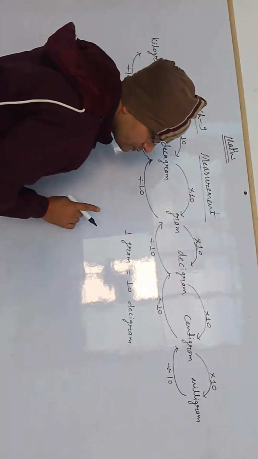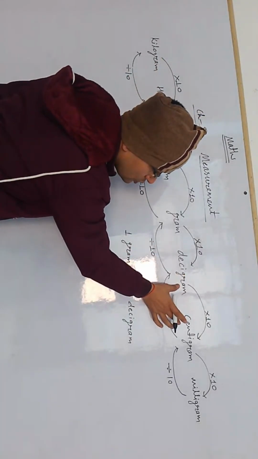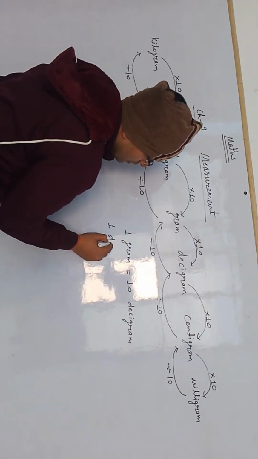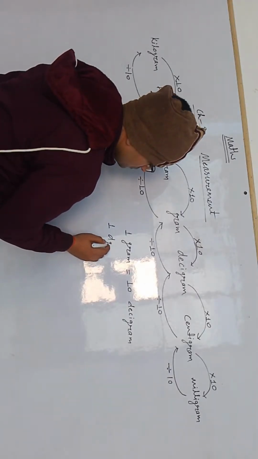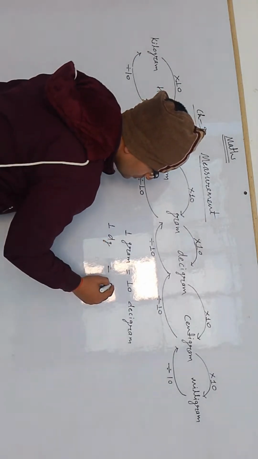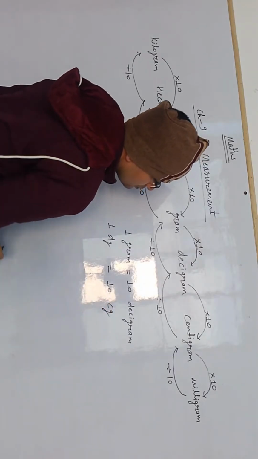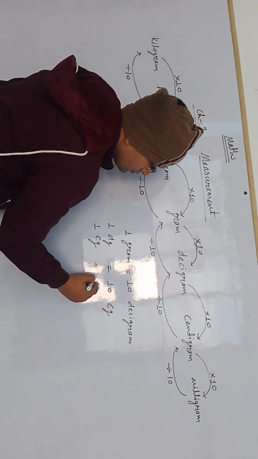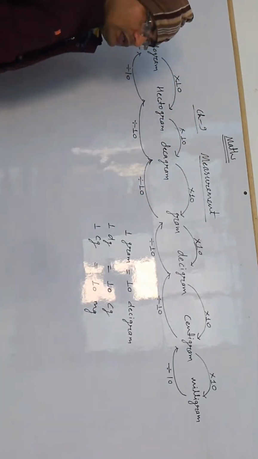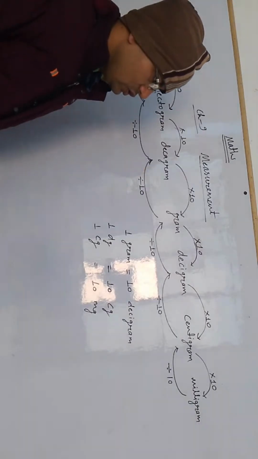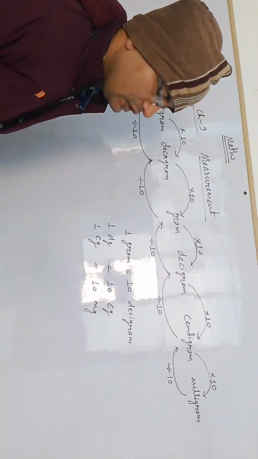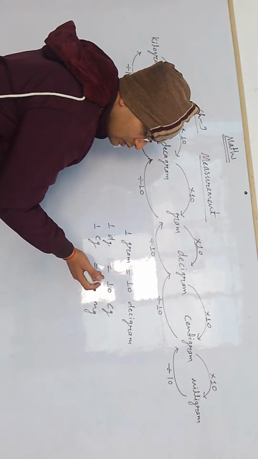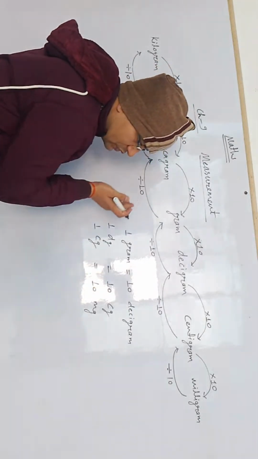Remember that 1 decigram is equal to 10 centigram, and 1 centigram is equal to 10 milligram. 1 gram is equal to 10 decigram, 1 decigram is equal to 10 centigram, and 1 centigram is equal to 10 milligram. Okay.